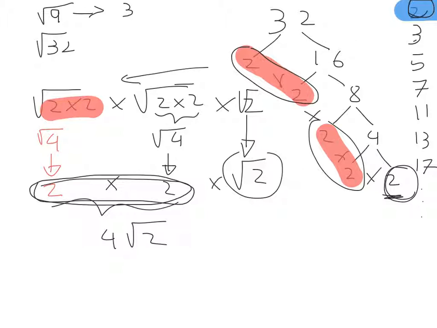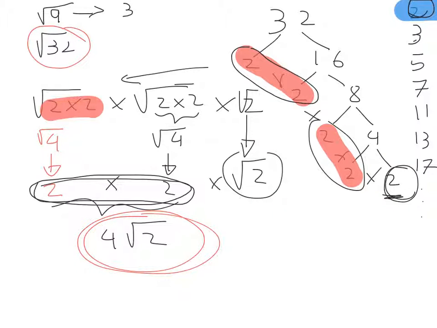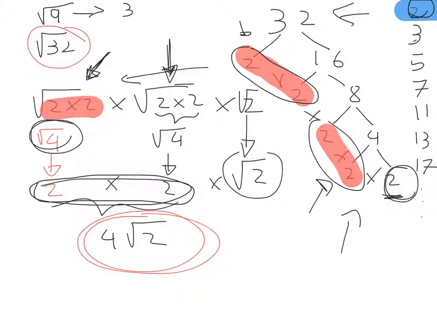So our solution, the simplification of the square root of 32, is 4 square root of 2. Why? Because once again we did the prime factorization, and we found out that there are 2 different squares. We isolate the squares in different square roots. Once we have a square in a square root, we can just transform it into a whole number, and then we can multiply them together.